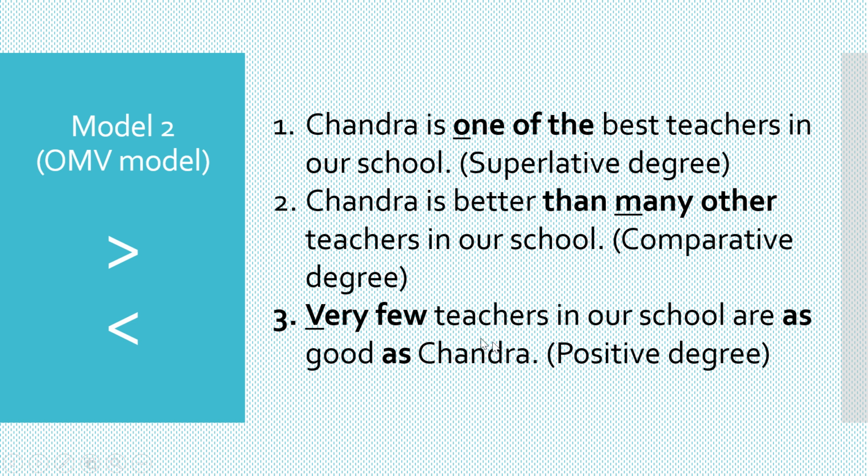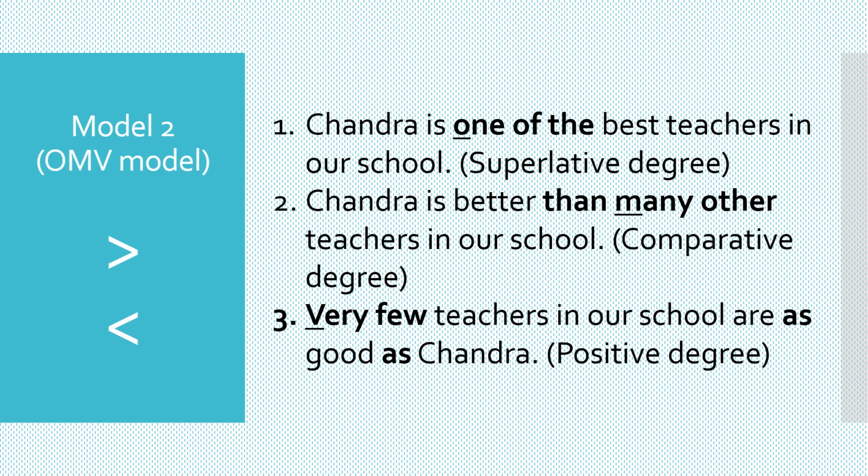And in the positive degree, you have the keyword "very few." Very few teachers in our school are as good as Chandra. Similarly, in the previous model, we had "one of the", the O of "one of the", and "than many other", the M of "many", and "very few", the V of "very few". That makes the abbreviation OMV.